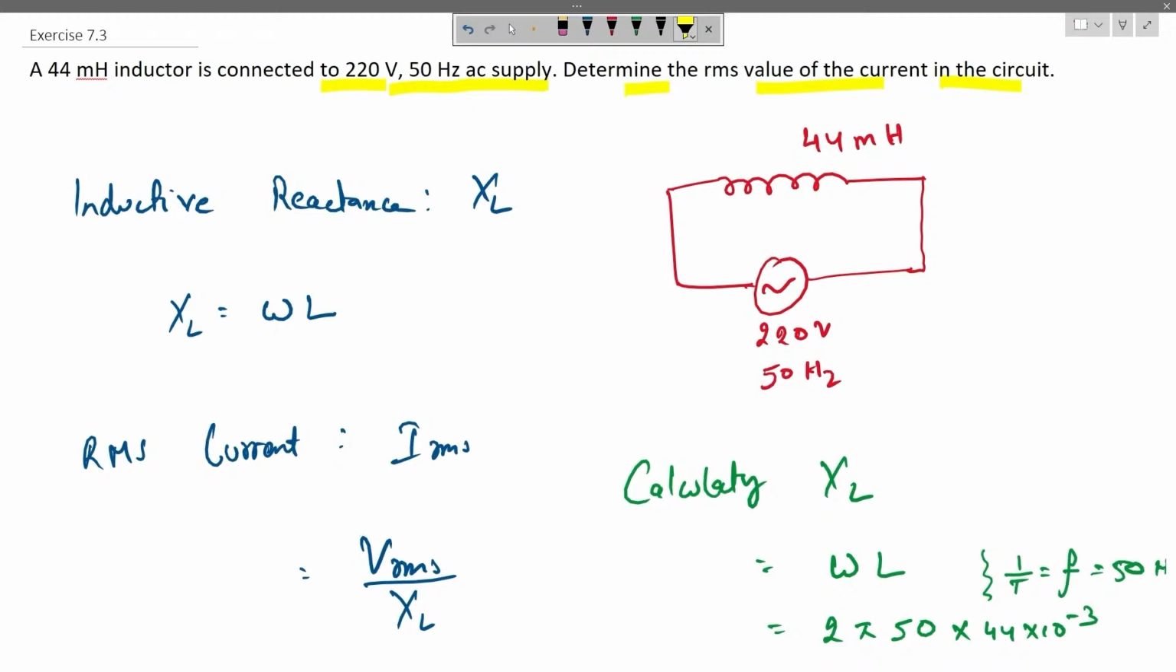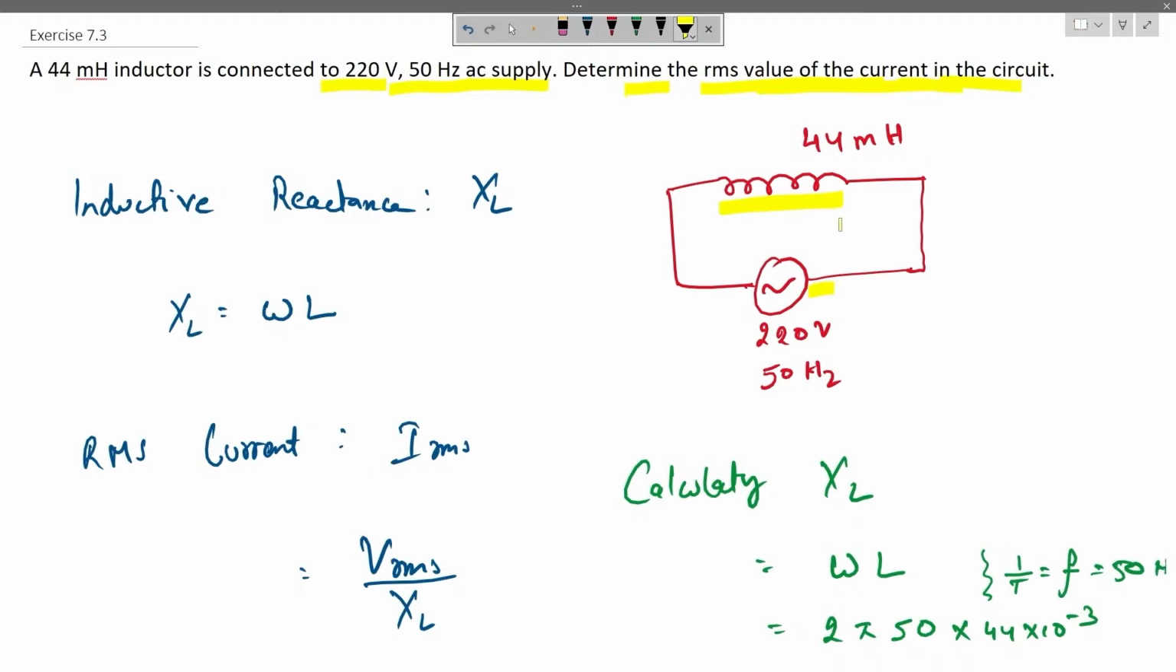Now we can pictorially represent this question in this form, like this is the AC supply of 220 volt and 50 hertz, and the inductor is connected in a series circuit, and the value of inductance is 44 millihenry. Now we have to calculate what is the RMS value of the current in the circuit.